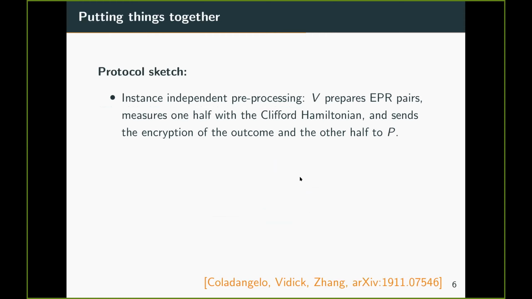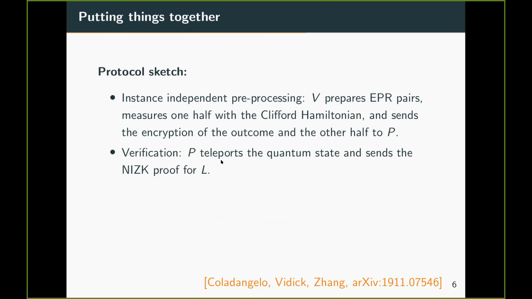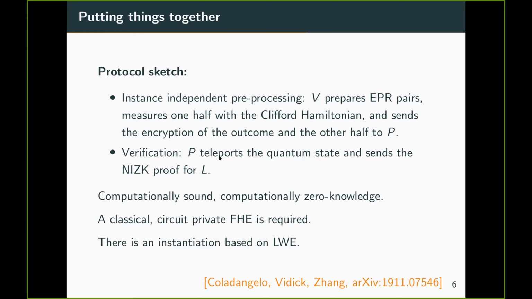So putting things together, in an instance-independent preprocessing, the verifier prepares EPR pairs, measures one half with a Clifford Hamiltonian term, and then sends an encryption of the outcome and the other half to the prover. In the verification phase, the prover teleports the quantum state by performing Bell measurements and then sends a NIZK proof for the NP statement. So I just simplified the protocol a bit. In the full version of the protocol, we also use a classical-circuit-private fully homomorphic encryption. And the protocol is computationally sound and computationally zero-knowledge.